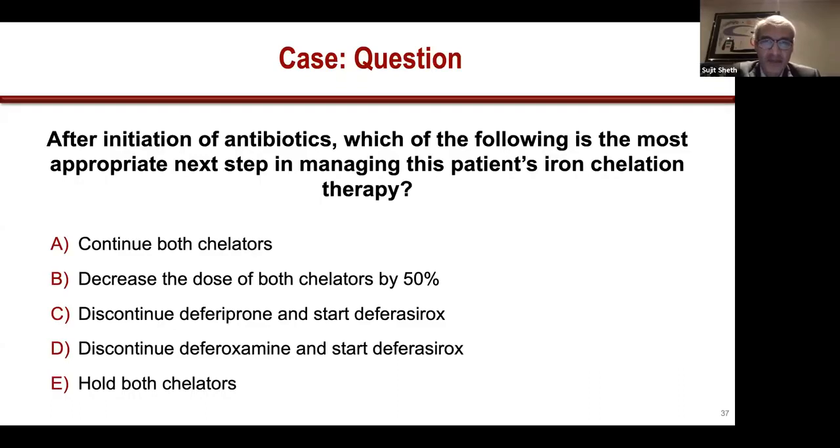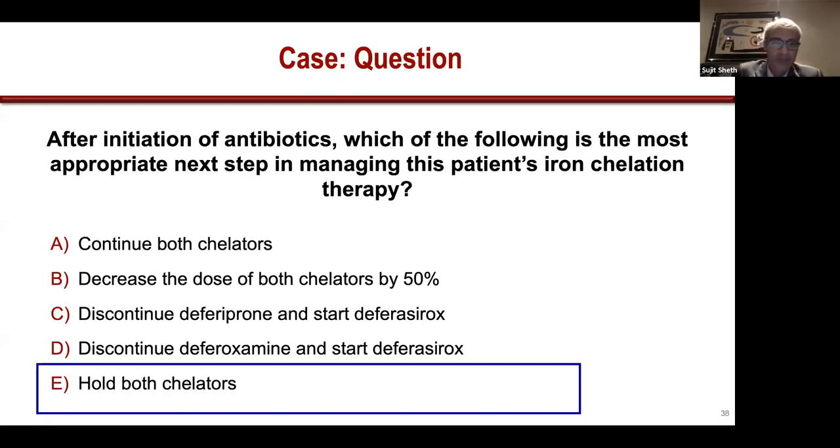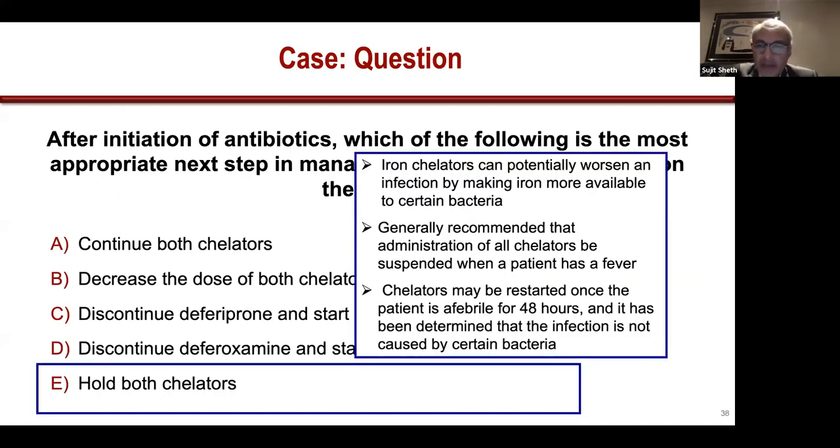Excellent. Again, most of you got the right answer, and that is to hold both chelators. And why do we do that? Iron chelators can potentially worsen an infection by making iron more available to certain bacteria. Most bacteria, or all bacteria, require iron to thrive, and providing them with that iron by taking it out of cells and into the circulation just makes it available to these bacteria if they're in the circulation.